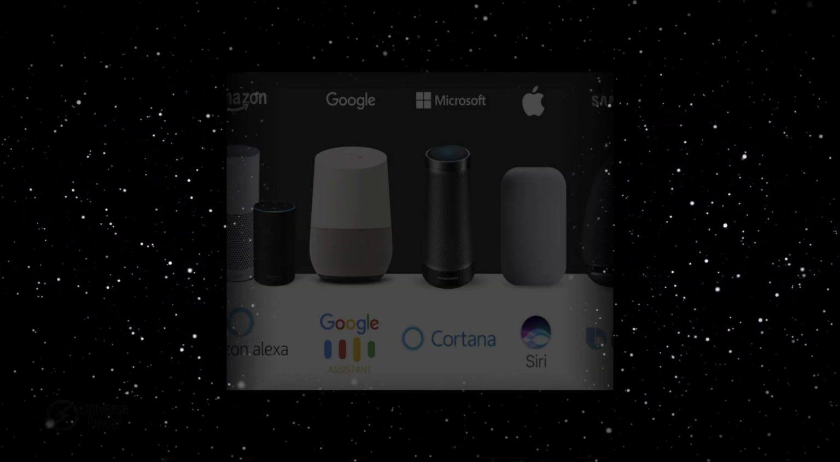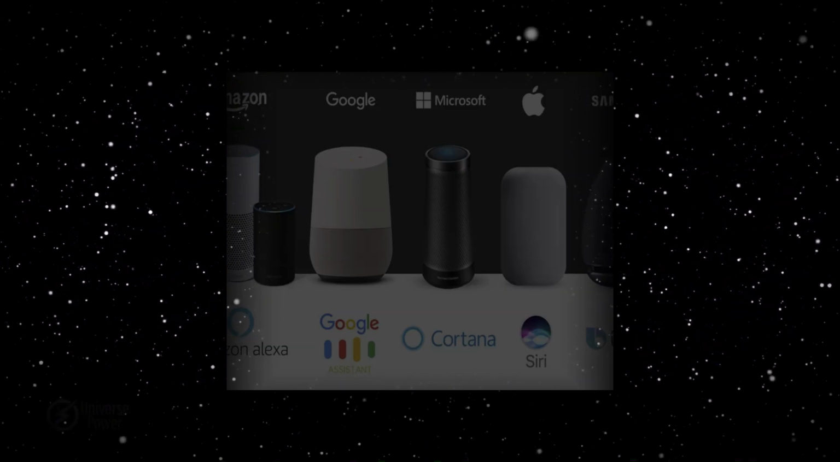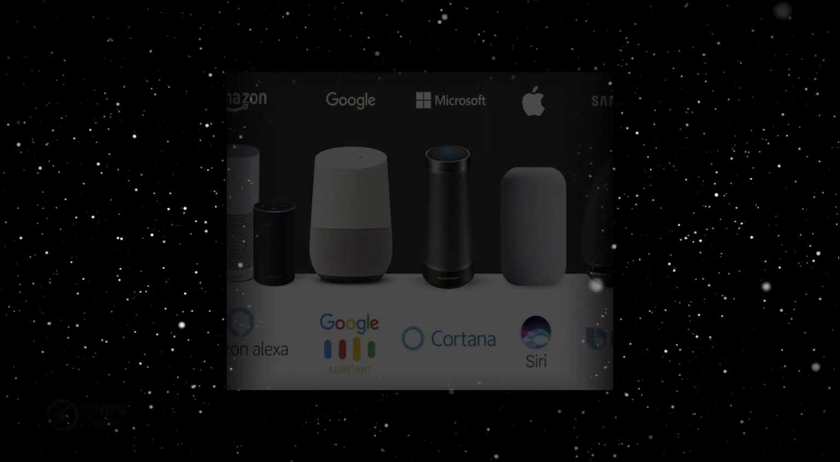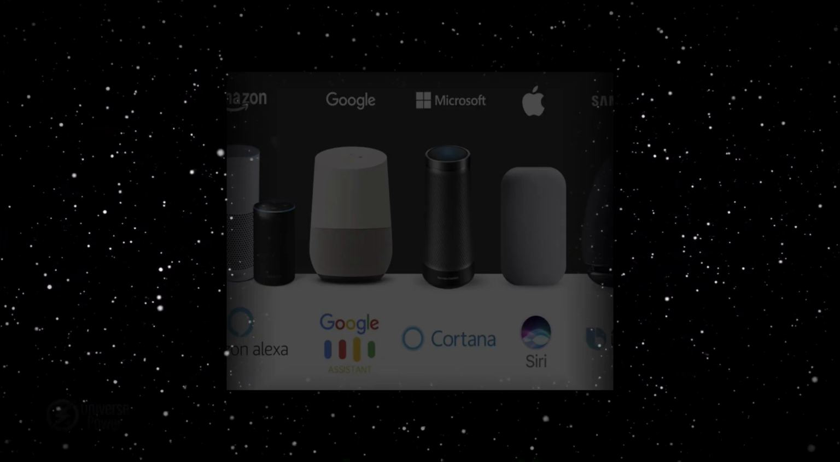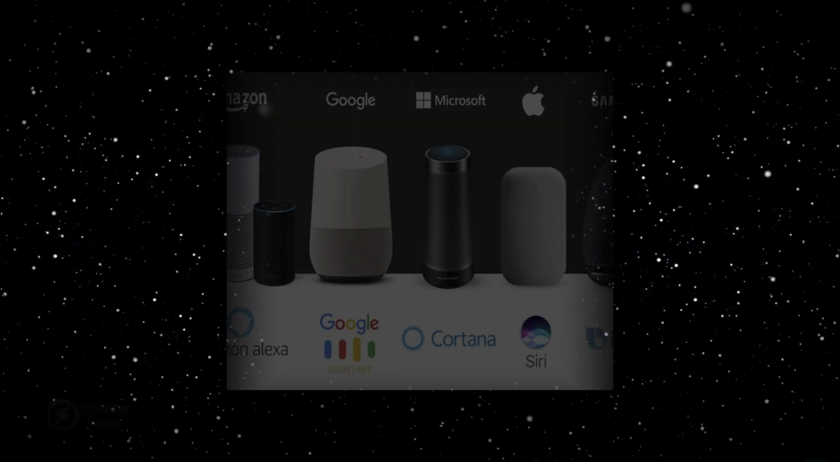A few years later, Amazon released Alexa in its Echo smart speakers. Alexa moved voice assistants into the home, controlling music, lights, and appliances. Voice assistants normalized the idea of speaking to machines, setting the stage for conversational AI.